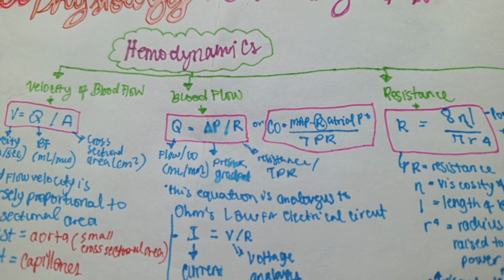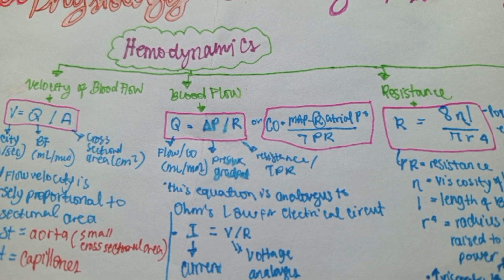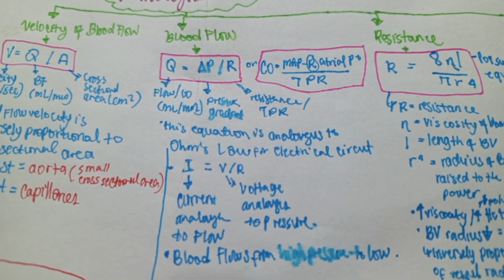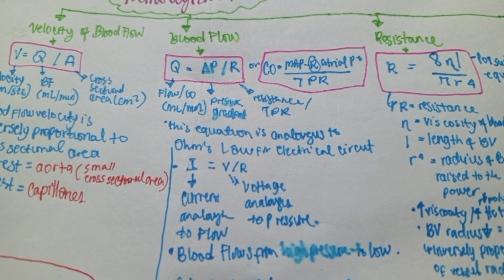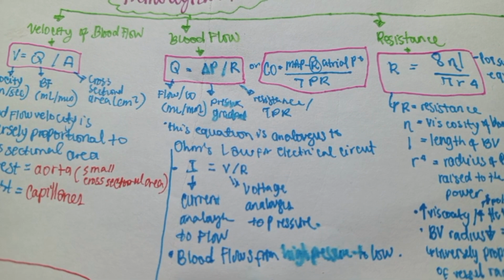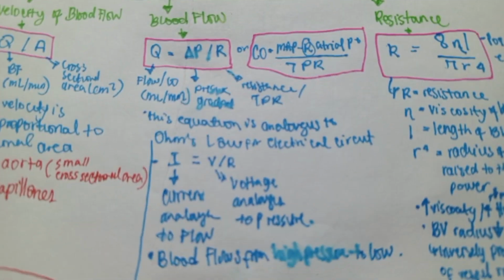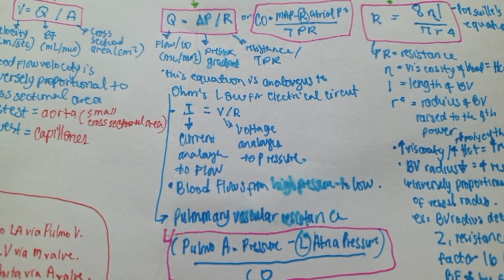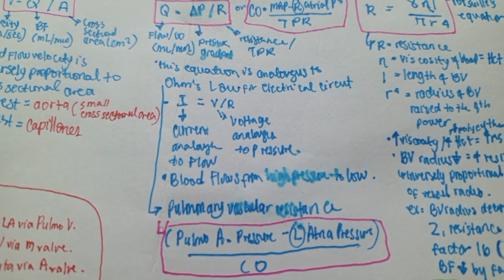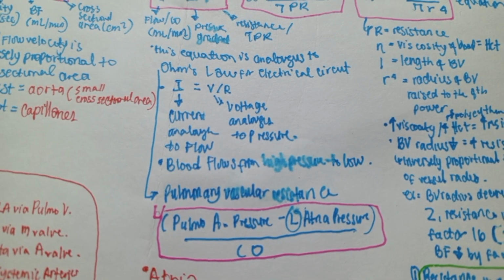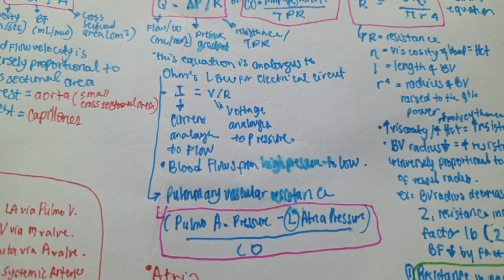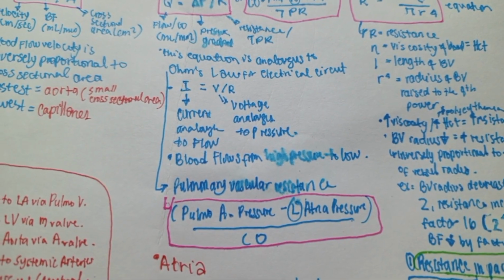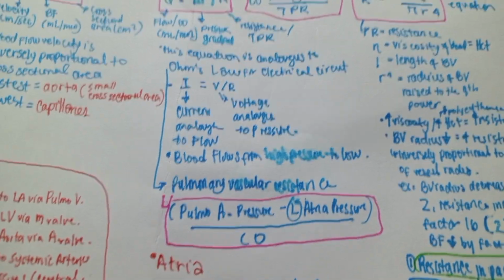So this equation of the blood flow is analogous to Ohm's law for electrical circuits, where the I, or the current, is analogous to the flow, and the voltage, or the letter V, is analogous to the pressure. So the blood flows from high pressure to low. There's also a formula here for the pulmonary vascular resistance, where the pulmonary arterial pressure minus the left atrial pressure, over the cardiac output. So that's the pulmonary vascular resistance equation.